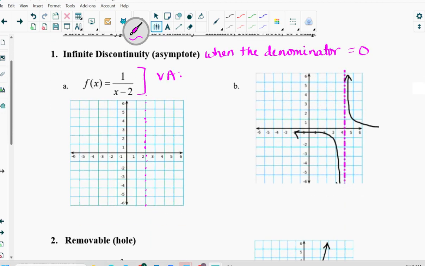And the way you would answer one like part A here, I'd ask you the type and location of the discontinuity. You would say infinite. If you say asymptote, I'm going to give you credit. Okay. If you're like, I can't remember that word. And then you say at x equals wherever it is. So in this case, at x equals 2.